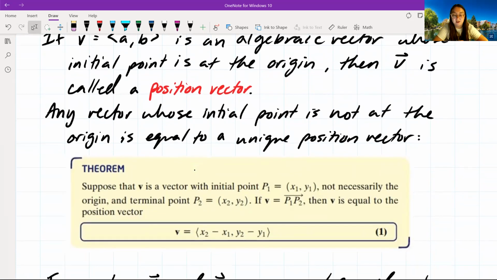Which leads us to our theorem here. Suppose that v is a vector with the initial point P sub 1, which is equal to x sub 1 and y sub 1, not necessarily the origin, and a terminal point P sub 2, which is equal to x sub 2 and y sub 2. If v is equal to the directed line segment P sub 1 P sub 2, then v is equal to the position vector with components x sub 2 minus x sub 1, and y sub 2 minus y sub 1.